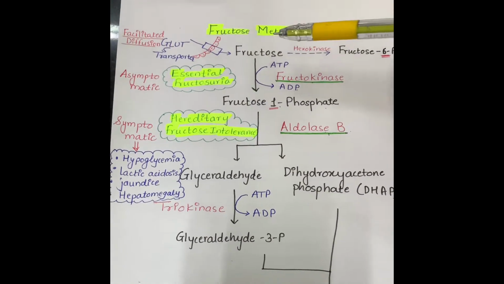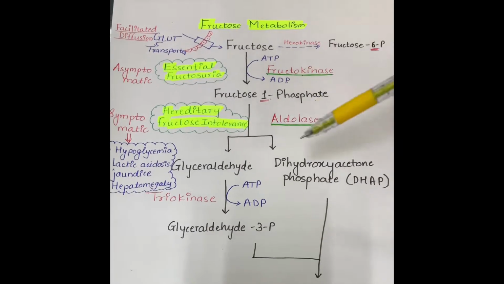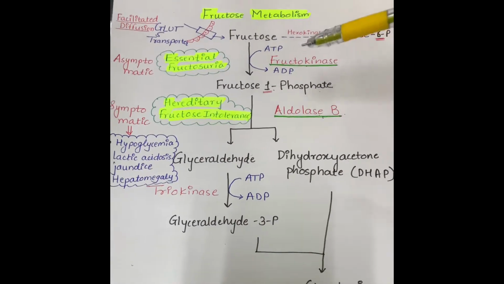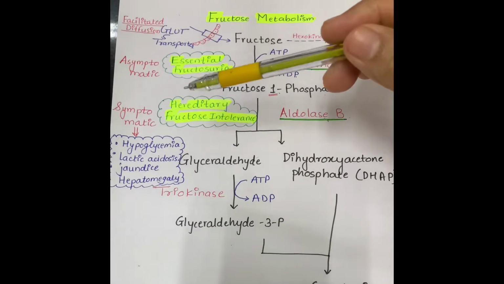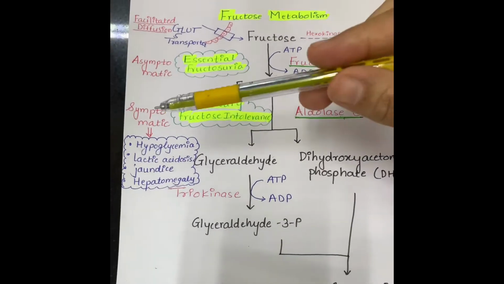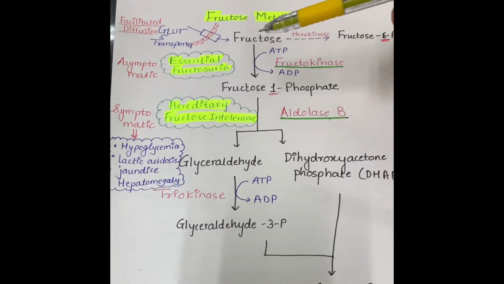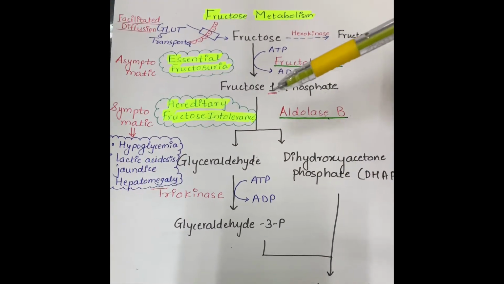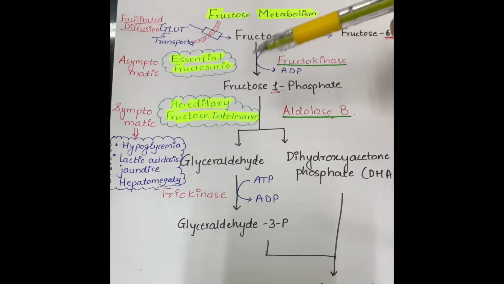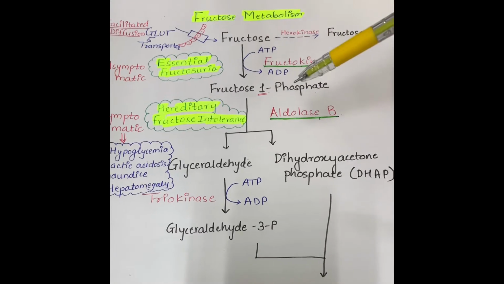Now, the other enzyme, aldolase B. This aldolase B is notorious. If it is deficient, then it leads to hereditary fructose intolerance, which is a symptomatic condition, because what happens is that fructose gets converted into fructose 1-phosphate and ATP is utilized. So, in the liver cell there is a depletion of ATP.